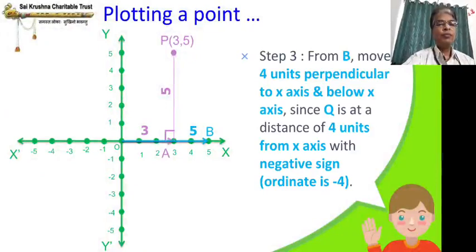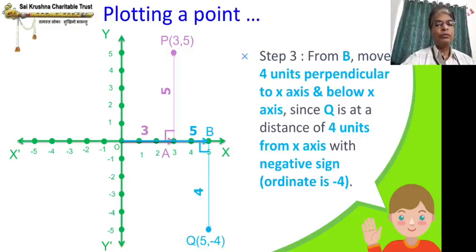Yes, from B move 4 units perpendicular to the x-axis and below the x-axis, since Q is at a distance of 4 units from the x-axis with a negative sign, because the ordinate value is -4. So we are moving from the x-axis, because it is the y coordinate, from the point B towards the negative direction, that is below, 4 units perpendicular, point Q. So Q(5, -4), we have located the point, plotted the point. This is the answer. So very simple, only 3 steps.